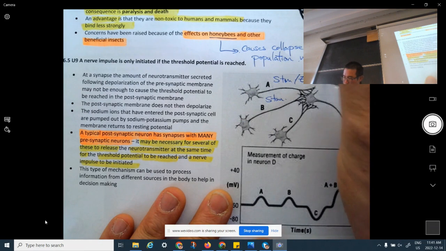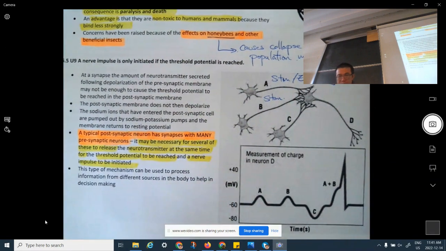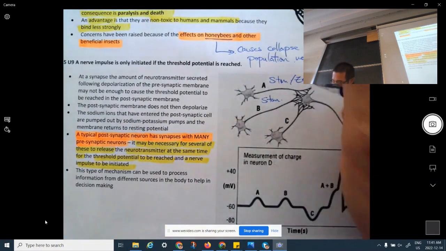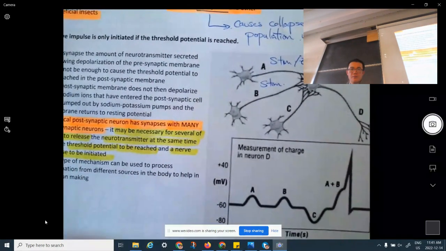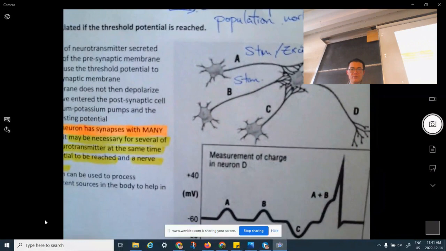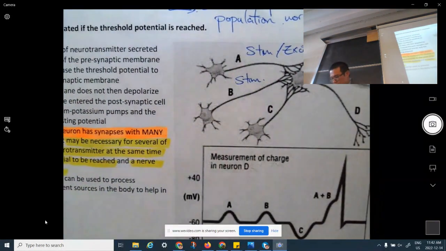Excitatory. I think that's how you spell it. I'll have to double check on that. So stimulatory or excitatory. I don't remember how to spell excitatory.